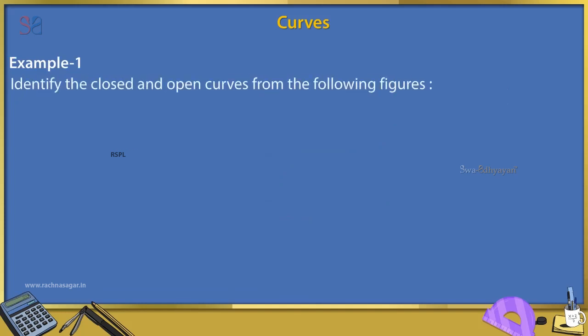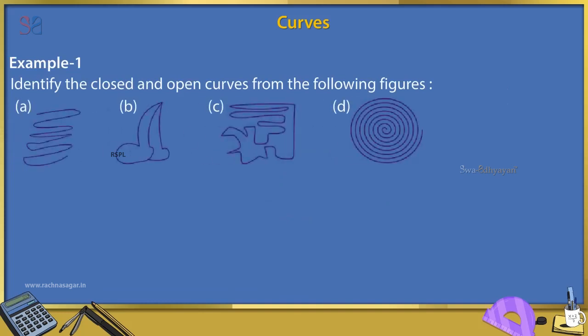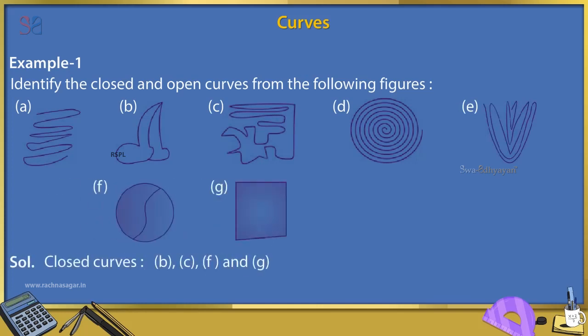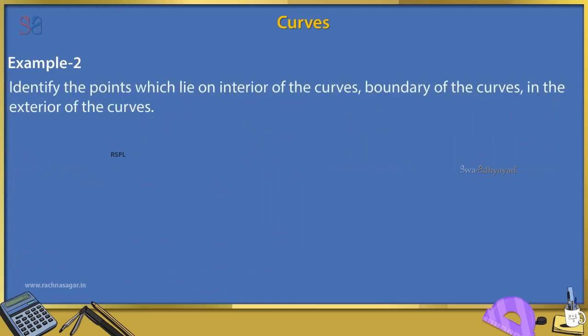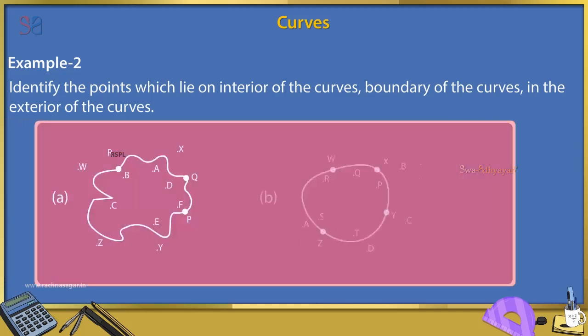Example 1. Identify the closed and open curves from the following figures: A, B, C, D, E, F, G. Solution: closed curves are B, C, F and G. Open curves are A, D and E. Example 2. Identify the points which lie in the interior of the curves, on the boundary of the curves, and in the exterior of the curves A, B.